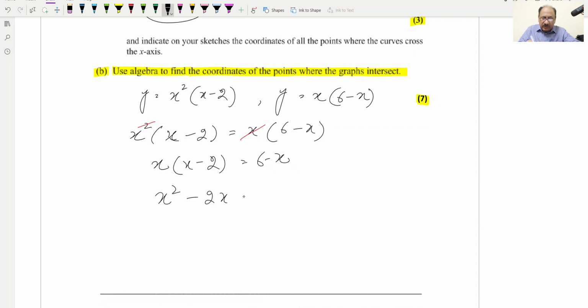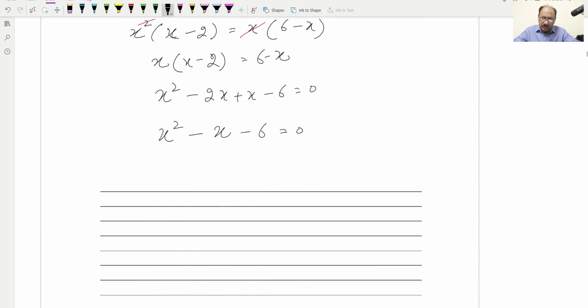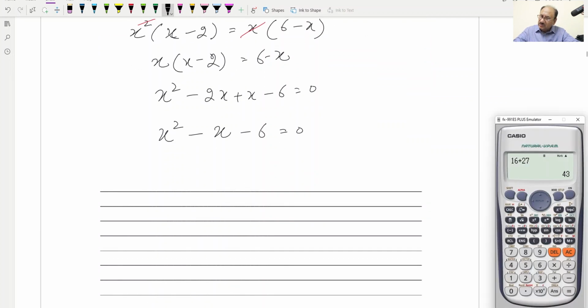Now we can multiply this x inside, so it will be x squared minus 2x, and we can shift these to the other side, so it will be plus x minus 6 is equal to 0. So our quadratic equation will become x squared minus 2x plus x, which is minus x, minus 6 is equal to 0. And further now we can do factorization, and factorization is mode 5-3. We can take help from the calculator.